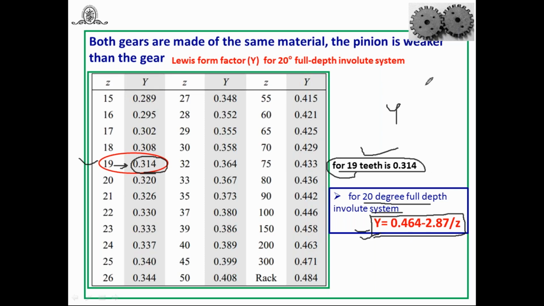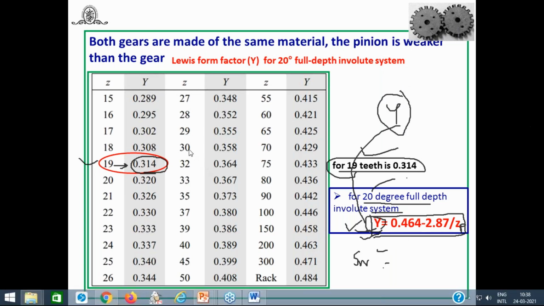Now in this case, the pinion is weaker, so the formula is going to change. Instead of Z, you write the suffix ZP, because the pinion is weaker. Here you will get Y, and this Lewis form factor you can use to calculate SW. Try to understand: if the table is not given, you can use this formula. Again, for 14.5, 22.5 or 25-degree full depth Involute systems, different relations are given, and we have already discussed the physical significance of the Lewis factor in the design of spur gear. In this way you will get the value of the Lewis form factor Y.